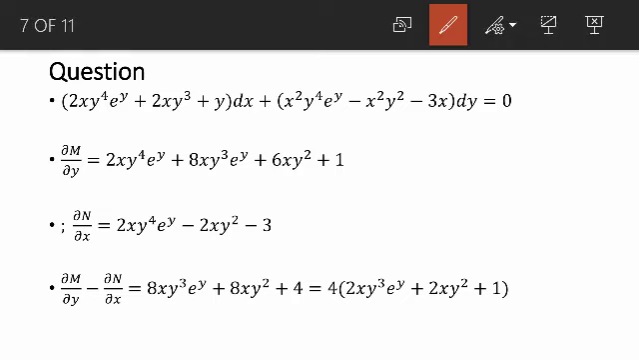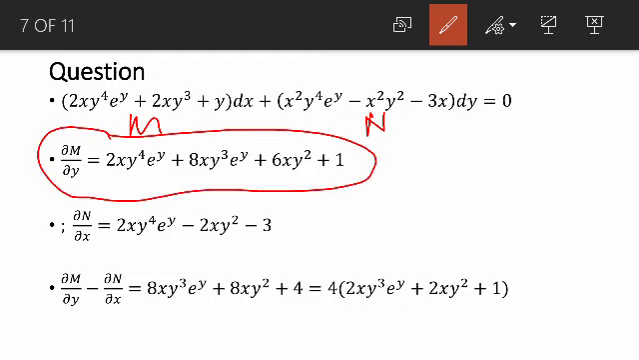Okay, so we have (2xy^4 e^y + 2xy^3 + y) dx, which the whole of this can represent an M. Then (x squared y^4 e^y minus x squared y squared minus 3x), the whole of this can be our N, equal to 0. Now, according to an exact differential equation, I should find dM/dy, that means the partial derivative of M with respect to y. Okay, so if we differentiate this with respect to y, we are going to get this and this. If you differentiate this with respect to y, you're going to get this. Then when you differentiate y with respect to y, you get 1.